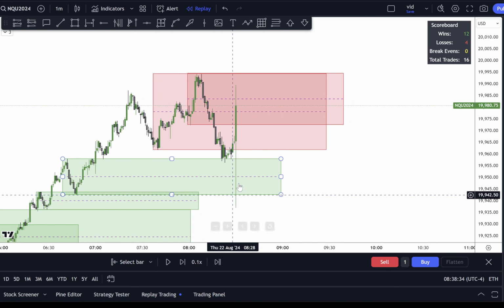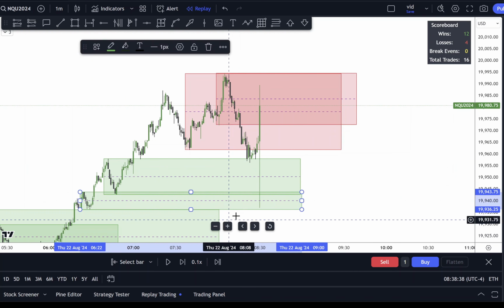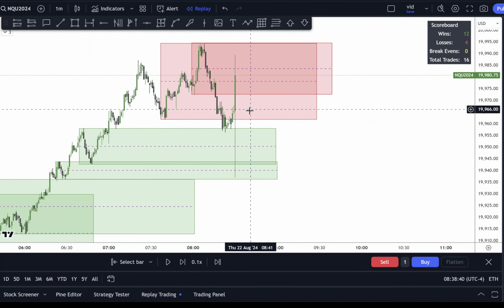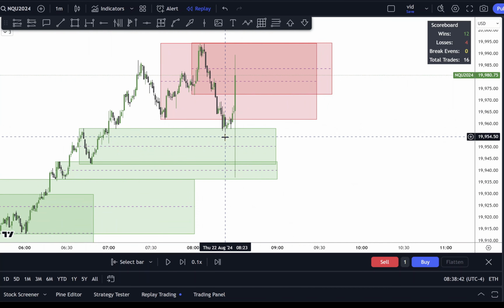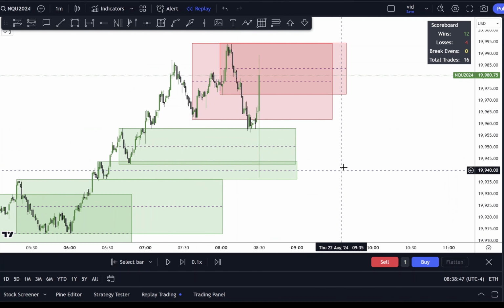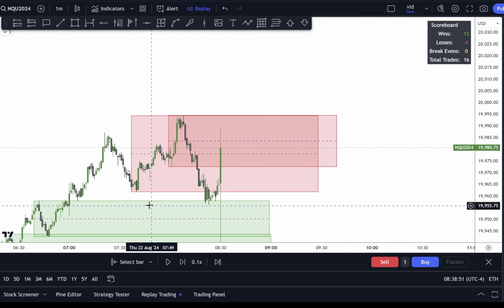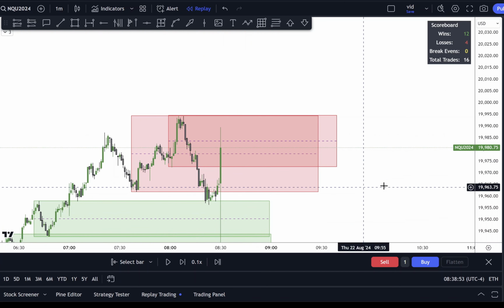So news happened, right? And they mitigated this 50% and also this 50%, right? So news manipulations are usually price going to mitigate something that they left unmitigated, and then it will resume its way, okay? So news happened, right?